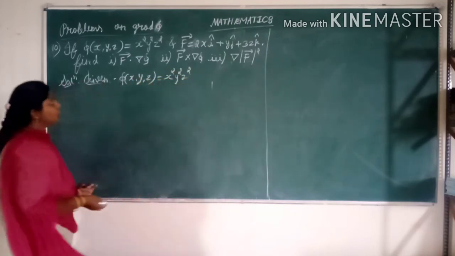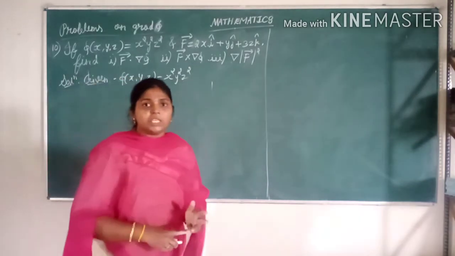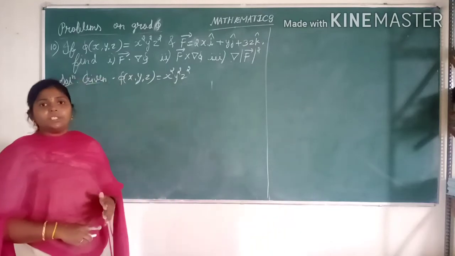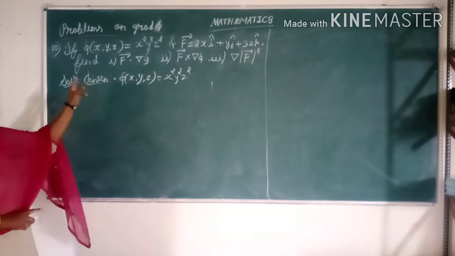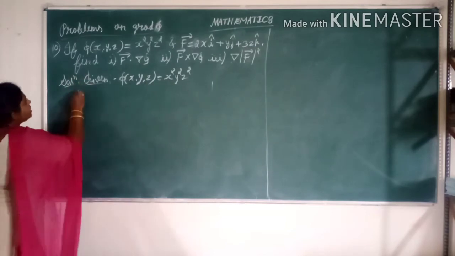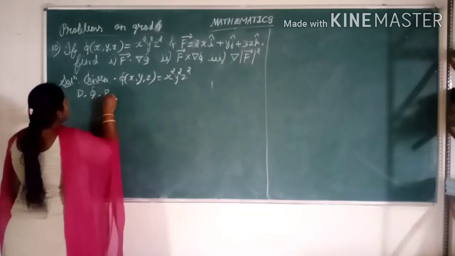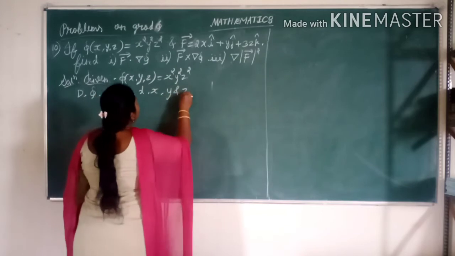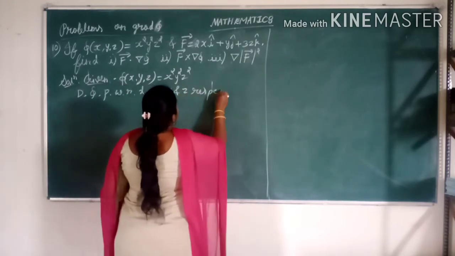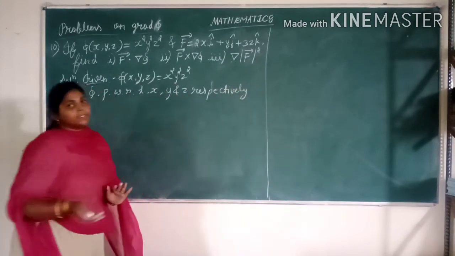First, find the partial derivatives. How to find grad φ? You know the formula: ∂φ/∂x into i cap plus ∂φ/∂y into j cap plus ∂φ/∂z into k cap. To find grad φ, we need the first partial derivatives. That's why we first differentiate the function φ partially with respect to x, y and z respectively, which is nothing but one by one separately.